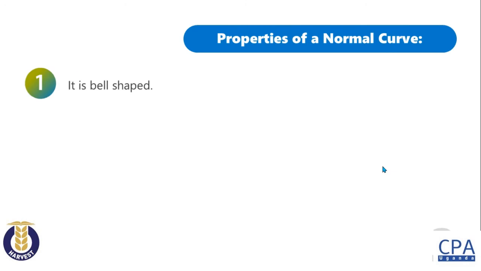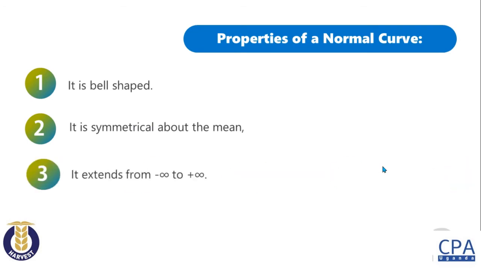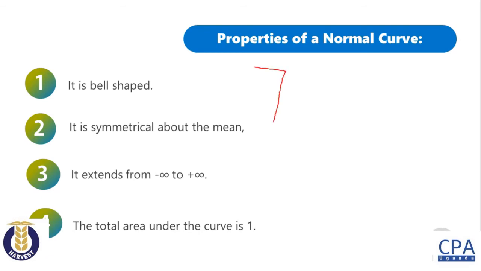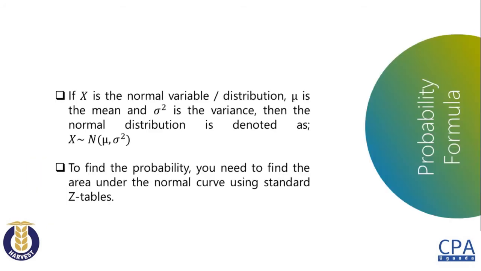So we move into the properties of the normal curve. Number one, as you have seen on the screen, it is bell-shaped. Number two, it is symmetrical about the mean. Number three, it extends from negative infinity to positive infinity. And then number four, the total area under the curve is equal to 1. So these are very, very important properties of the normal curve, and for us to be able to derive the appropriate probability, we shall need to make use of these properties.